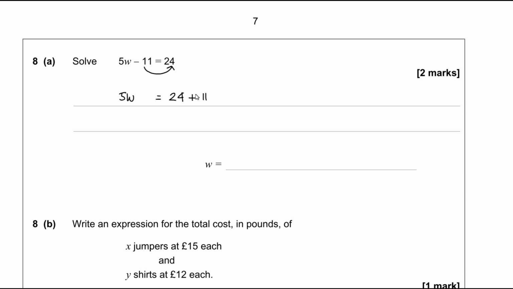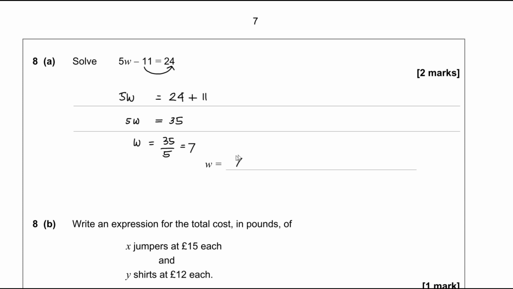The reason I give plus is because if you have minus on the left hand side and you move it to the right, it becomes positive. So 5w, nothing changed here, and then 24 plus 11 is 35. So w is 35 divided by 5, which is 7. If you know the 7 times table, it will be so easy.